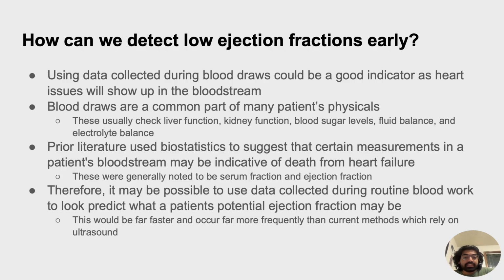The reason that this is unique is because it would be done far quicker, because it's simply plugging in numbers and seeing what the predicted output is. And because people tend to get their blood drawn a lot more frequently than they go to a cardiologist, this could enable earlier detection. It would also be a cheaper method of doing initial screening, because initial screening is typically done with an ultrasound, which can be very cost intensive and time intensive.